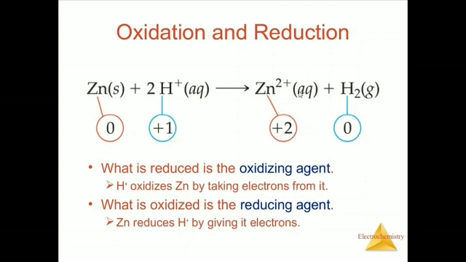reducing agent. In this example of a chemical reaction, zinc in solid state and 2H plus ion in aqueous state convert into Zn2 plus ion, and H2 molecule is formed in gaseous state. So here H plus ion oxidizes zinc by taking electrons from it. H plus ion oxidizes zinc. H plus ion reduces itself, and zinc reduces H plus ion by giving it electrons. So zinc oxidizes itself.